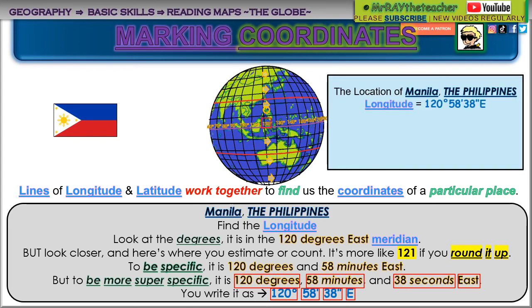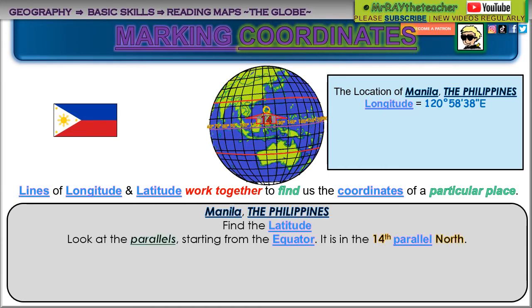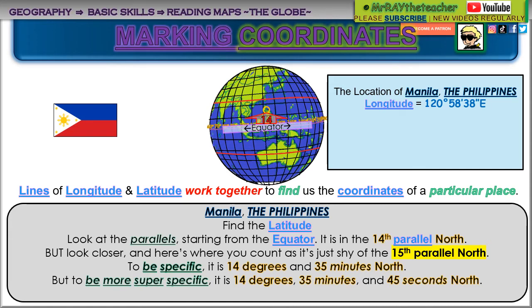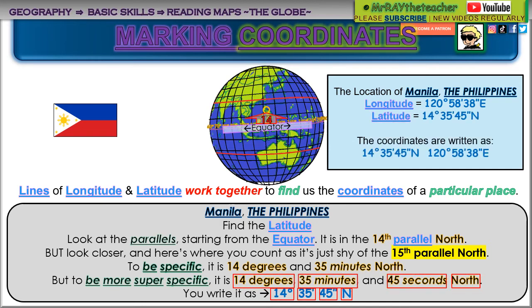The longitude is that. And now let's find the latitude. Same process. So we look at the equator. It's 14 north. We look really closely. So it's 15th, but let's be specific. 14 degrees, 35 minutes, 45 seconds north. You would write it like that. So let's put that up there. The coordinates would be written as this. You put your latitude first, then you put your longitude second. And that's why it's written as 14 degrees, 35 minutes, and 45 seconds north, 120 degrees, 58 minutes, and 38 seconds east.